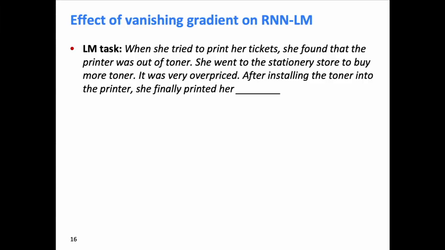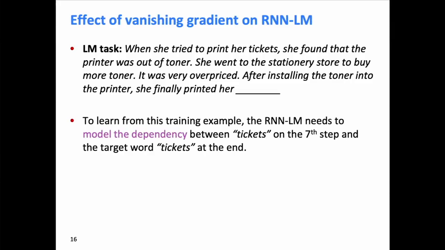So the question is, can RNN language models easily answer this question? Would they do well at this particular language modeling example? For an RNN language model to do well at this kind of example, they need to learn from this kind of example in the training data. So if it saw this example in the training data, then the RNN language model would need to model the dependency, learn the connection between the appearance of the word tickets early on the 7th step and the target word tickets at the end.